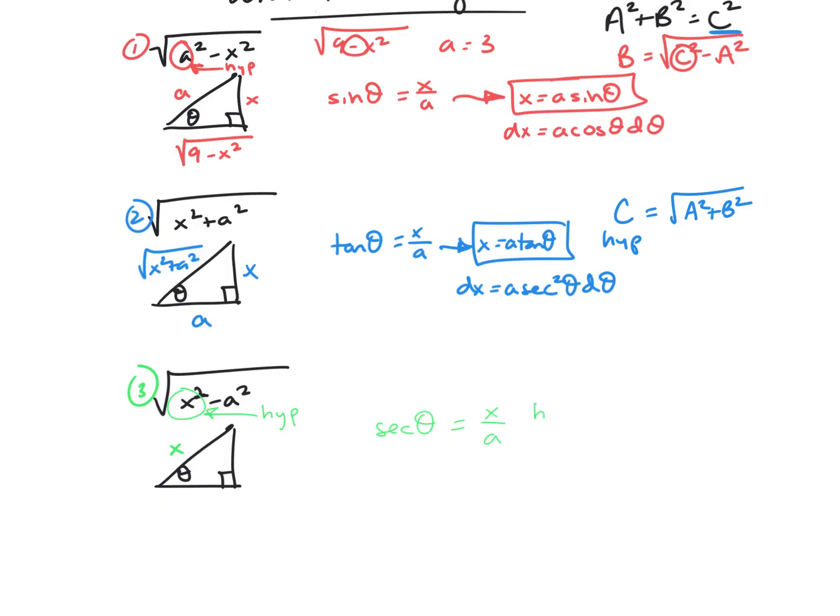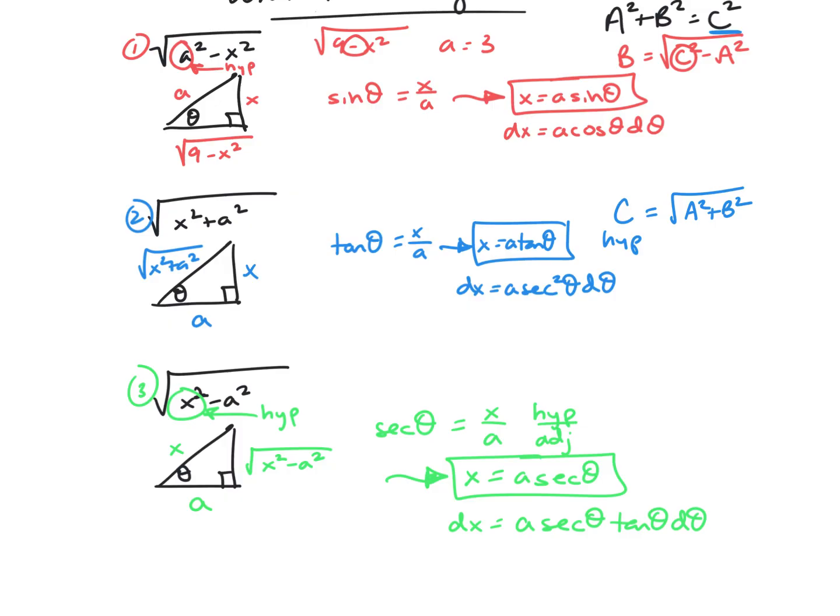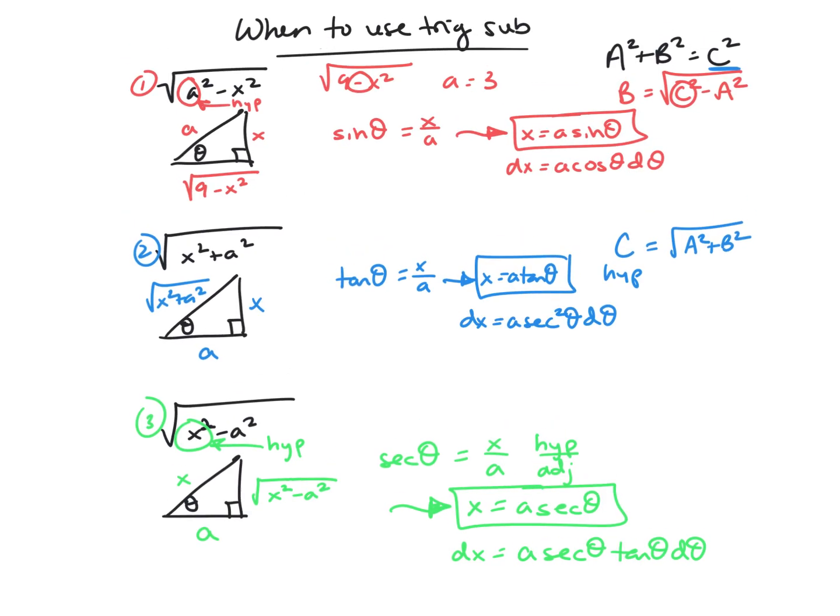And so that would be our hypotenuse over adjacent. And so that means that my hypotenuse is x. I already have that. My adjacent is a, and that makes this the square root of x squared minus a squared. And so in this case, if we solve for x, we again multiply by a, we get a secant theta. That is our trig sub here. And then our dx is a secant theta tan theta, derivative of secant theta, d theta. So these are the three situations.